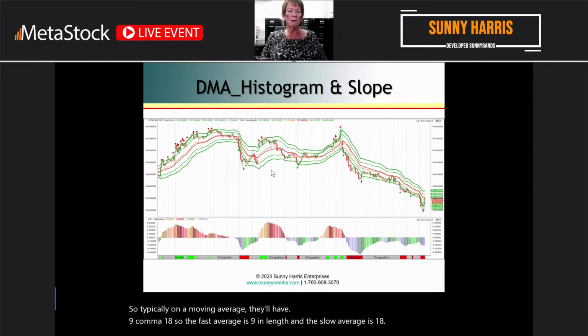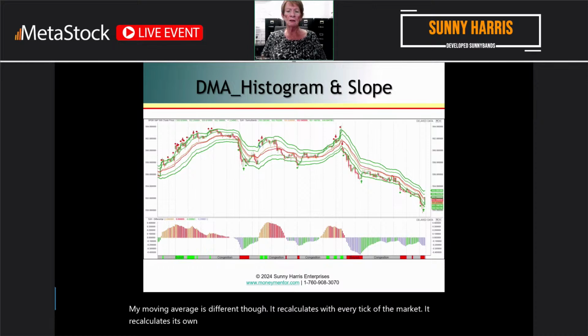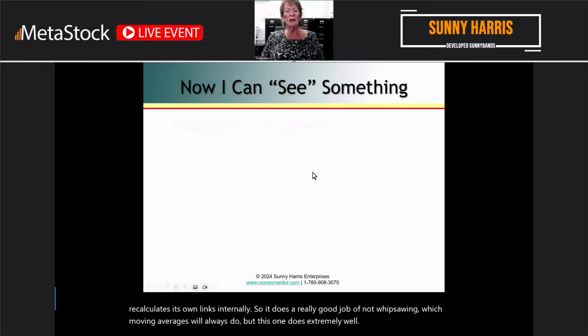My moving average is different though. It recalculates with every tick of the market. It recalculates its own lengths internally. So it does a really good job of not whipsawing, which moving averages will always do, but this one does extremely well. So now I can see something.